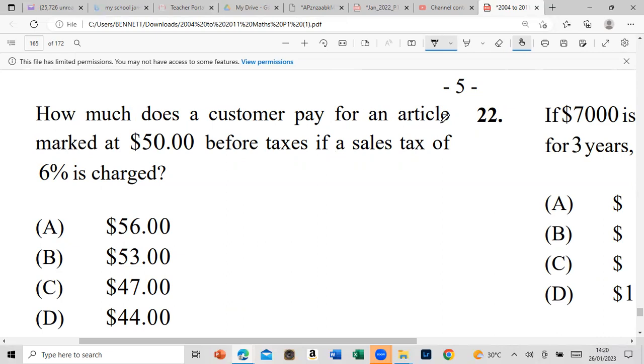How much does a customer pay for an article marked $50 before taxes if sales tax of 6% is charged? So what we need to do is to find 6% of $50.